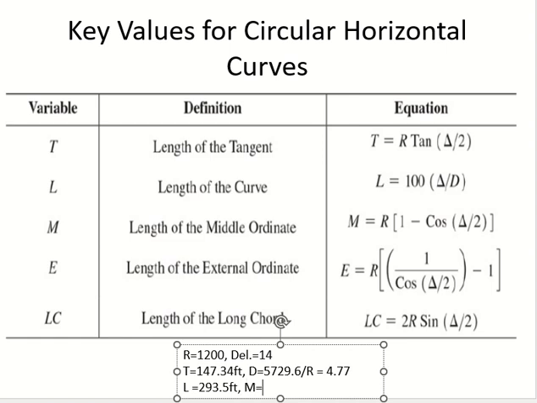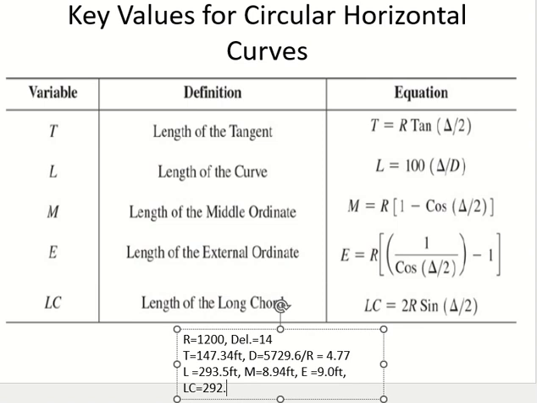M, 8.9. E, 9.0. Okay. And LC, 292 point something. Okay, so all the relevant parameters are found. Now we need to calculate the stations.